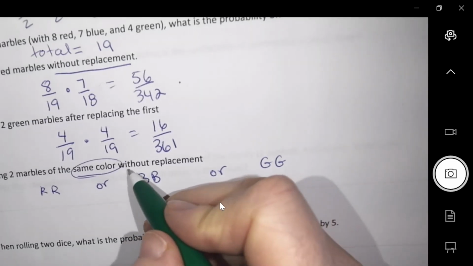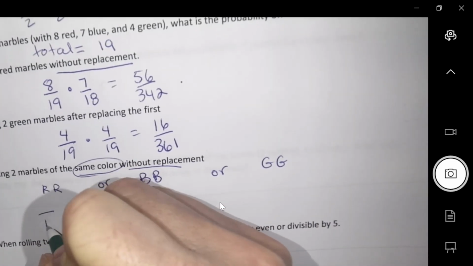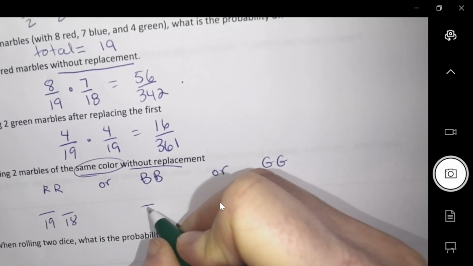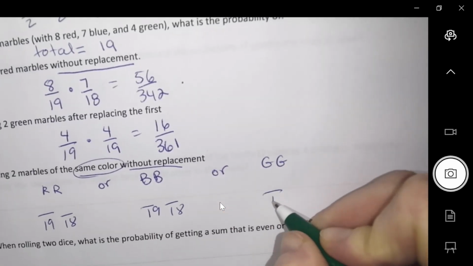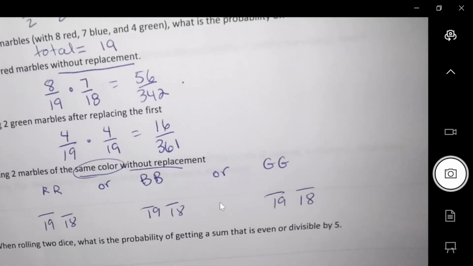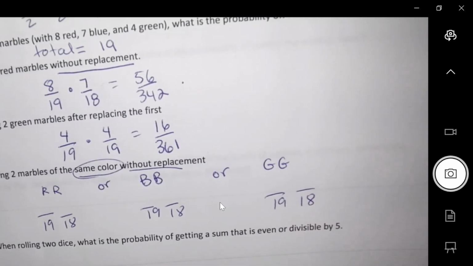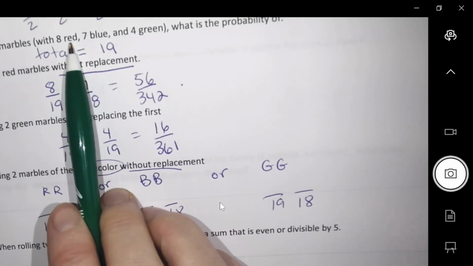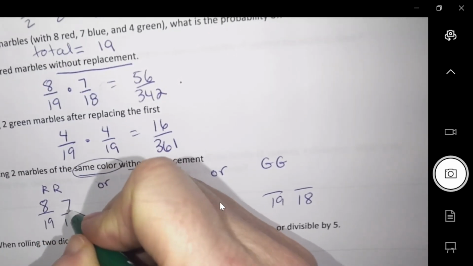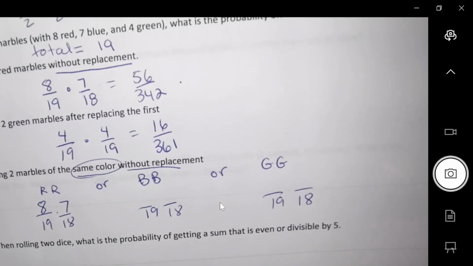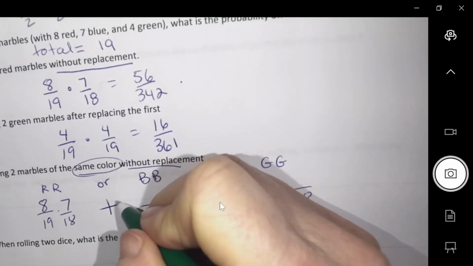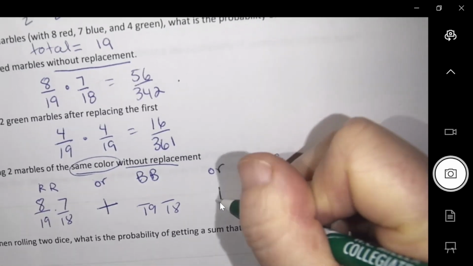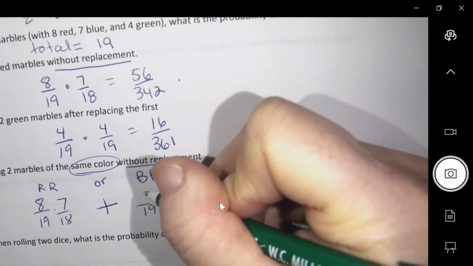Okay, we are not replacing. Are you okay if I just quickly go 19, 18? Because everything will be the same there. 19, 18. When you don't replace, the first draw would have had 19 and the second draw has 18. Okay, red. So just going back to the top here, red had 8. And then 7, because you don't replace. Or the other situation. So can you finish this out?